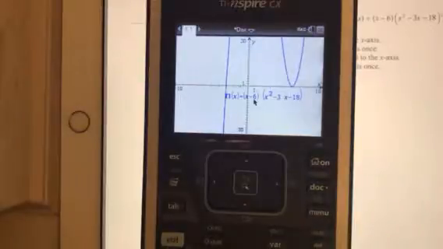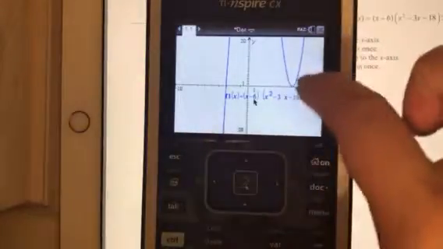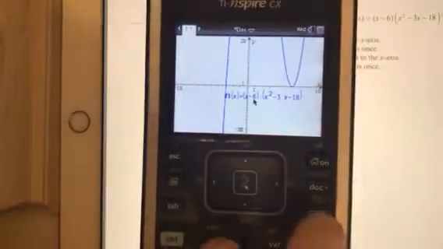Okay, here we go. So it is crossing once and it's tangent once. So crossing once and tangent once. The answer is B, and we are done.